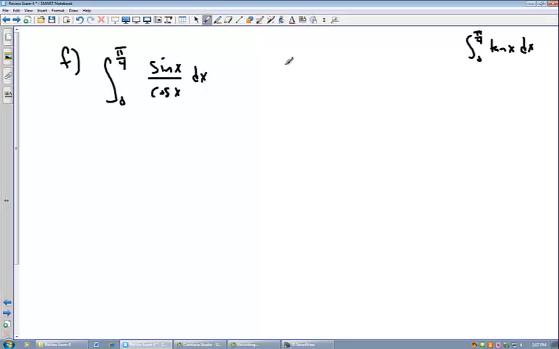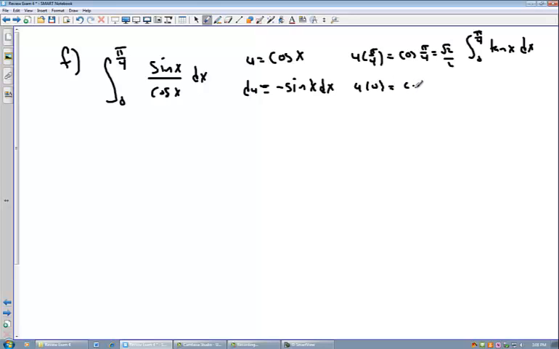So we're doing U-substitution. You can let u be sine of x or cosine of x. If you let it be sine x, you're wrong. If you let it be cosine x, you're right. So u is equal to cosine of x. Du is then equal to negative sine x dx. Change your limits of integration. So u of pi over 4 is equal to cosine of pi over 4. And remember, cosine of pi over 4 is root 2 over 2. And then u of 0 is equal to cosine of 0, which equals 1.